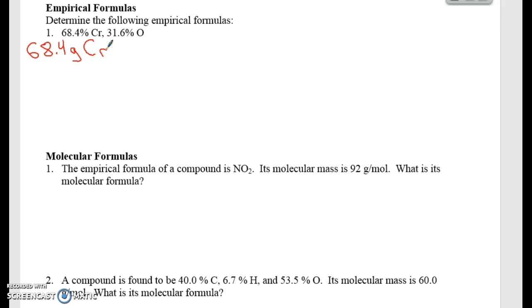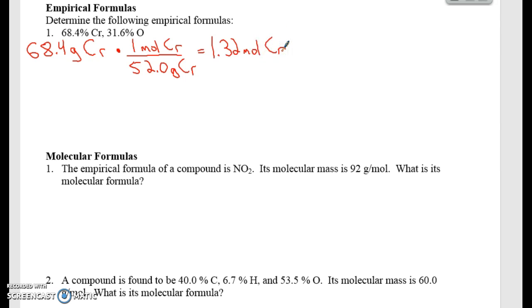Now what we want to do is get the lowest ratio of moles. So what we have to do is mole conversion. So we start off with putting 1 mole of chromium up top. The molar mass of chromium off the periodic table is 52.0 grams. And when you do this math, it's 68.4 divided by 52.0. And that gives you 1.32 moles of chromium.